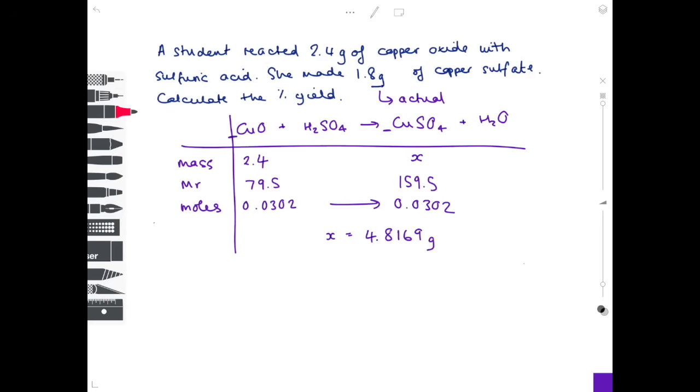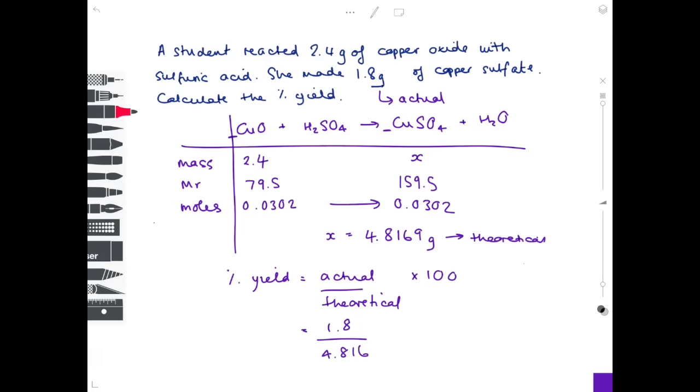4.8169 grams. And now we can just substitute that into our percentage yield equation because that is the theoretical yield. So percentage yield is given by actual yield over theoretical times by 100 because we're looking for a percent. So actual was 1.8, theoretical was 4.8169, times that by 100, and we get a value which is 37%.